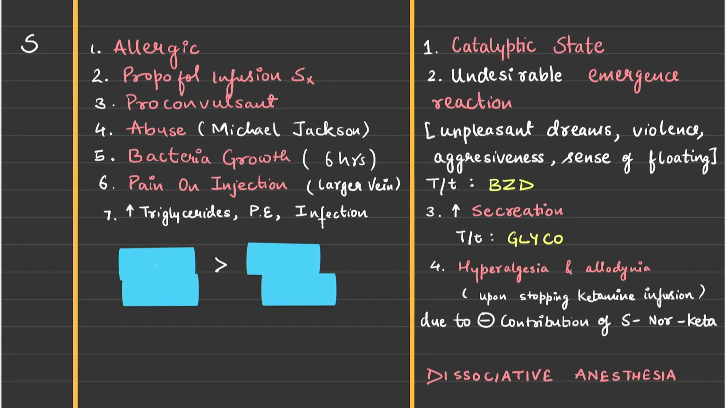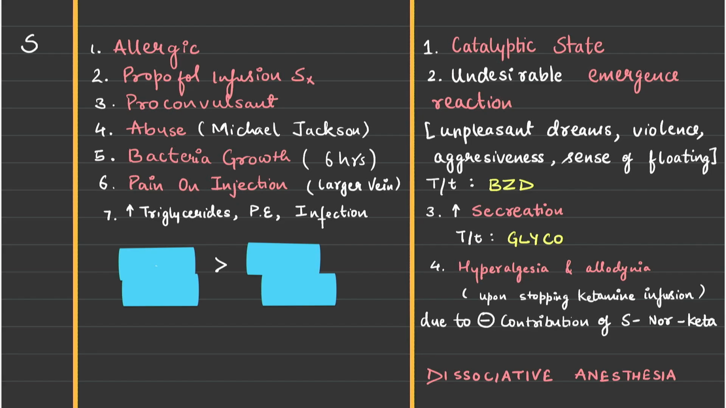Then side effects. The patient can experience allergic reactions due to phenol group or the 2,6-diisopropyl side chains. Propofol infusion syndrome can occur in ICU settings due to prolonged infusion of propofol. Propofol has proconvulsant effects as well. We have earlier studied that propofol is used as an anticonvulsant, but it is proconvulsant as well, quite contrasting. Propofol has abusive nature. It increases dopamine. We will study ahead how it is abusive.